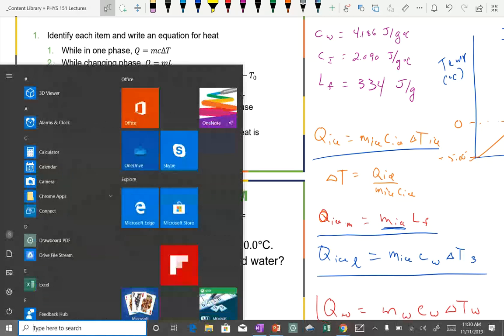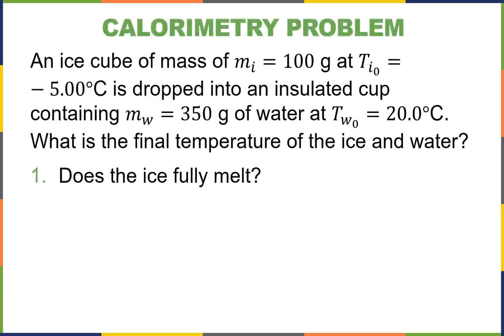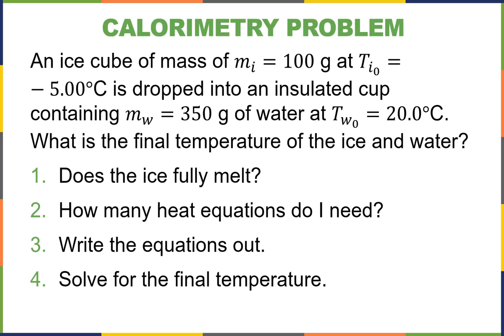All right, with no questions, I shall move on. So we've gone through, answered all of those, solved for the final temperature. Final temperature turned out to be 0 degrees Celsius with 84.7 grams melt.